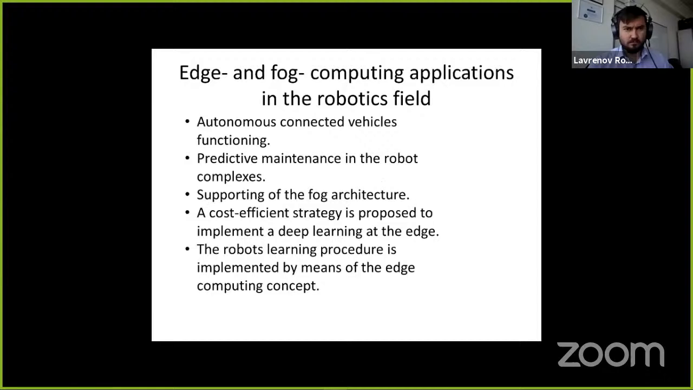The edge and fog computing applications in the robotics field are presented in the slide. They are firstly autonomous connected vehicles functioning, predictive maintenance in robot complexes, and supporting of the fog architecture. Besides, a cost-efficient strategy is proposed to implement deep learning at the edge. The robot's learning procedure is implemented by means of the edge computing concept.